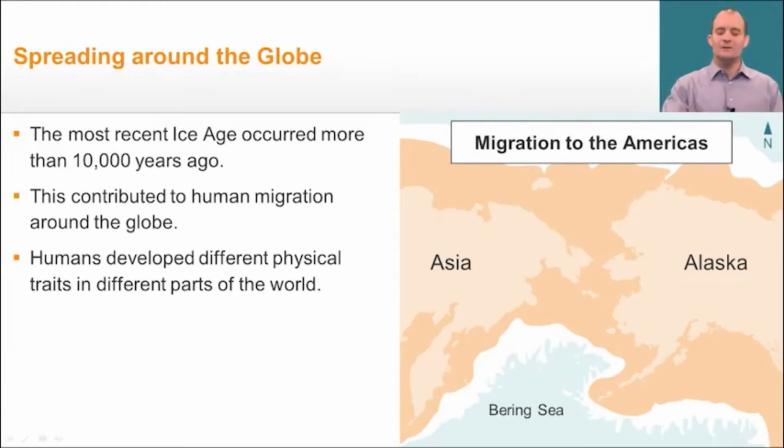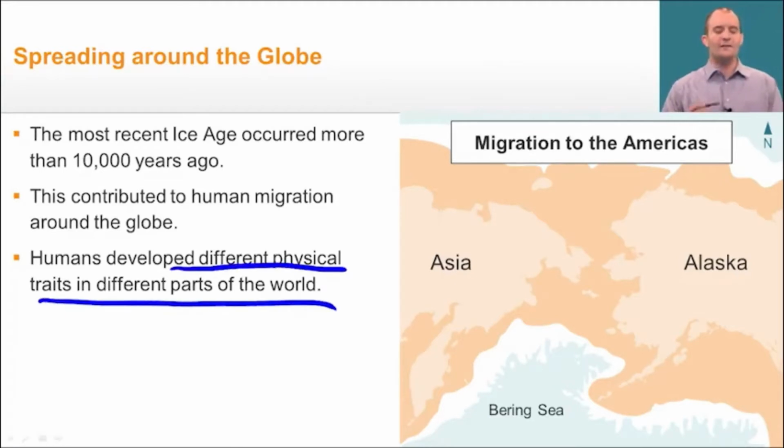So as humans migrated around the globe and over thousands of years, humans developed different physical traits in different parts of the world. That's why you and I may look so much different from each other. So the big takeaway here is that many scientists believe that life began in Africa, and gradually over thousands and thousands of years, humans migrated around the world. That's why you can find humans on every single continent.